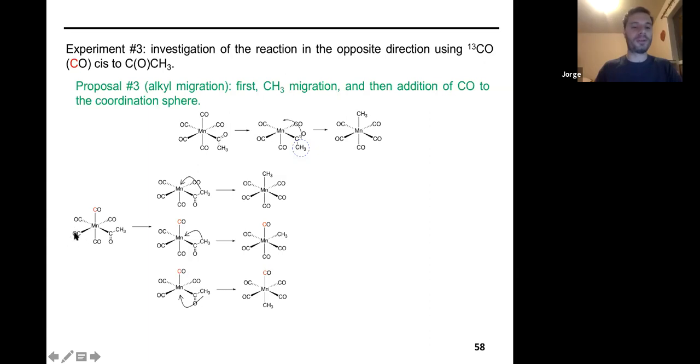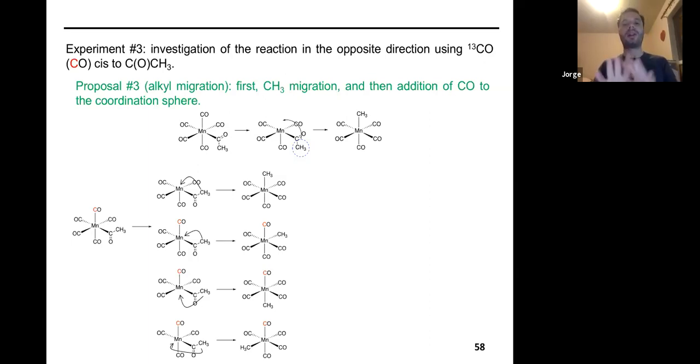Fourth possibility, this carbonyl ligand is lost. Migration of the CH3 group to the vacant site right over here. That will produce a hexacoordinate complex where labeled carbon monoxide is cis to the CH3 group.